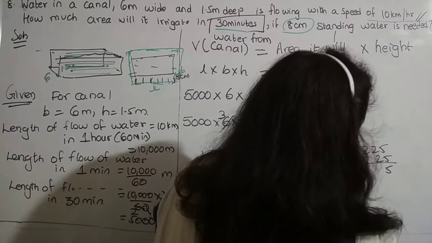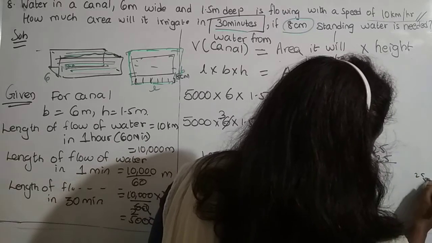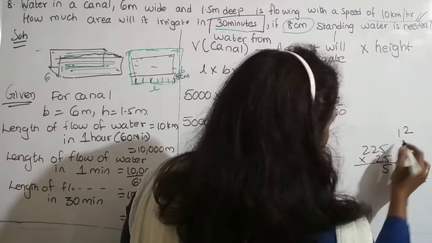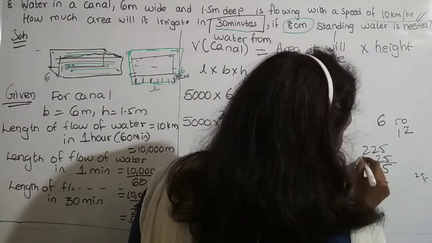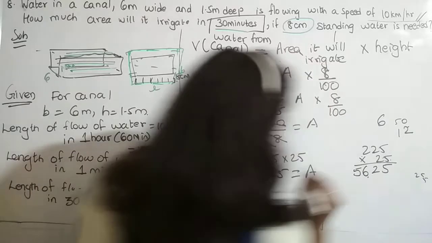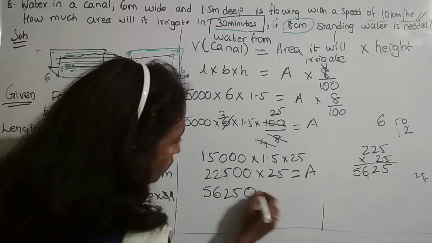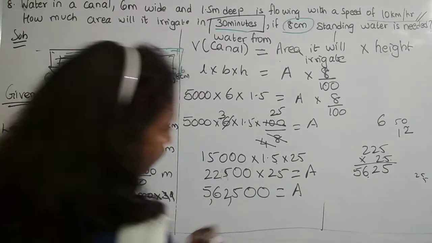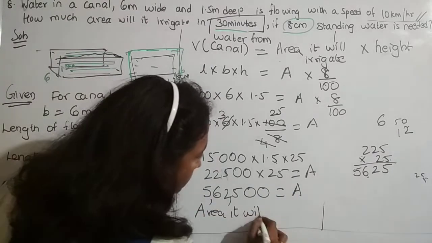25, okay, I can just do it directly. 25 times 5 is 125, right? 25 times 5 is 125. So here 12. 25 twos are 50, 50 plus 12 will give you 62. 2 and 6 carry. 25 twos are 50. So 50 here, we get 56. So I have 5 6 2 5. How many zeros in this? 2 zeros. So we have 5,62,500.